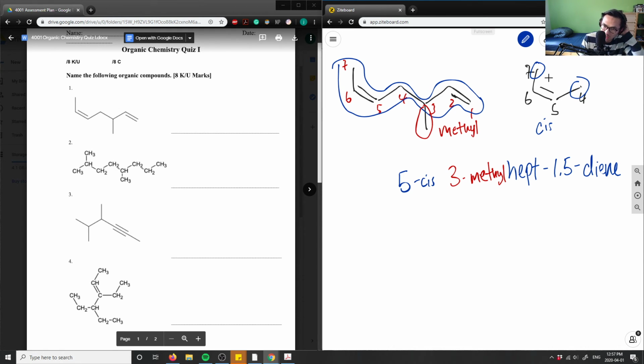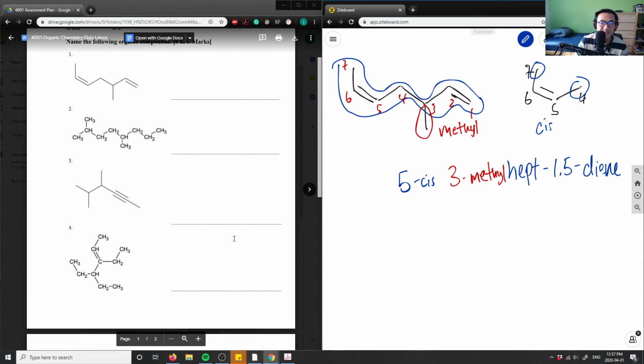I'm not particularly sure if I should write the 5 here, but in this case I would do it to clarify that this cis belongs to the 5th double bond instead of the first double bond. So I would accept the 5 here. If you just wrote cis, I think I would accept that as well in terms of naming. So that was for number 1.